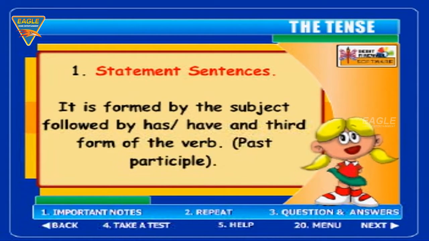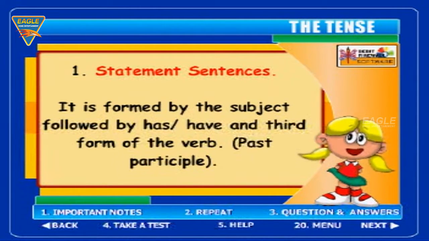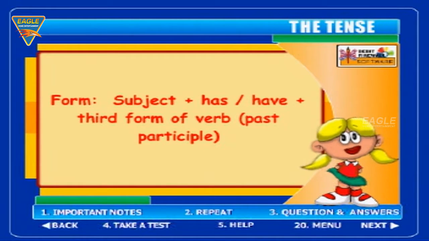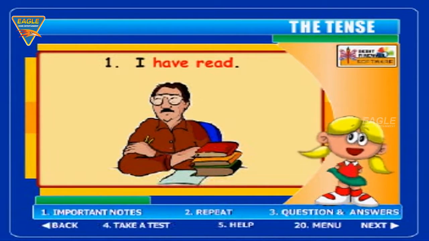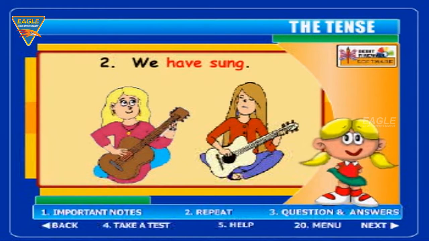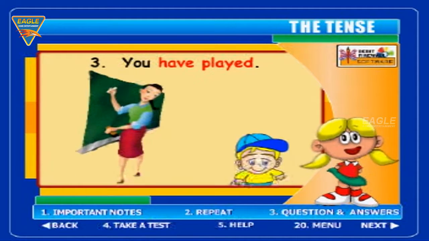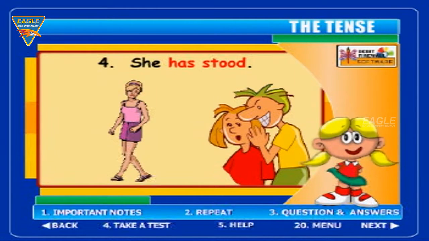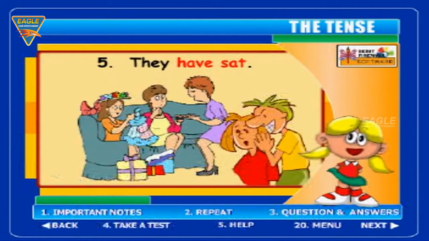Statement sentences. It is formed by the subject followed by has or have and the third form of the verb, the past participle. Form: subject plus has or have plus third form of verb, past participle. Examples: I have read. We have sung. You have played. She has stood. They have sat.